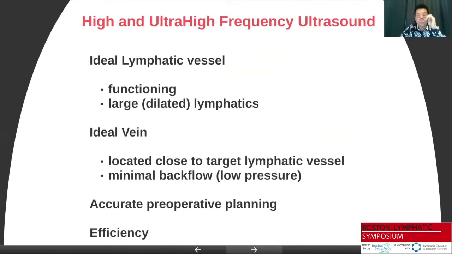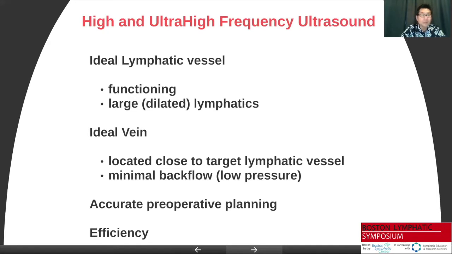So that was my really quick and brief introduction of how we use the ultrasound, or the ultra high frequency ultrasound, to map out lymphatics as well as the vein. Remember, the ideal lymphatic vessel is the one that's functioning, the one that's largest, and the ideal vein is the one that's located close, that has a small branch from the main branch to use the Venturi effect and has minimal backflow.